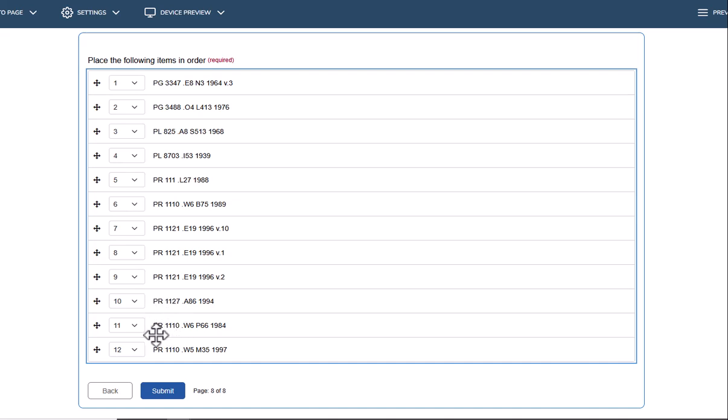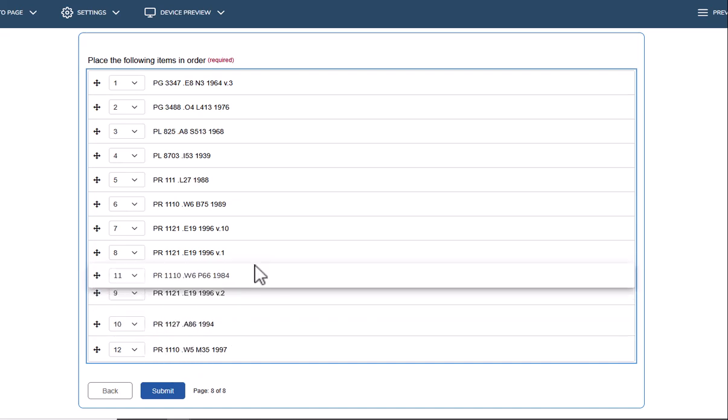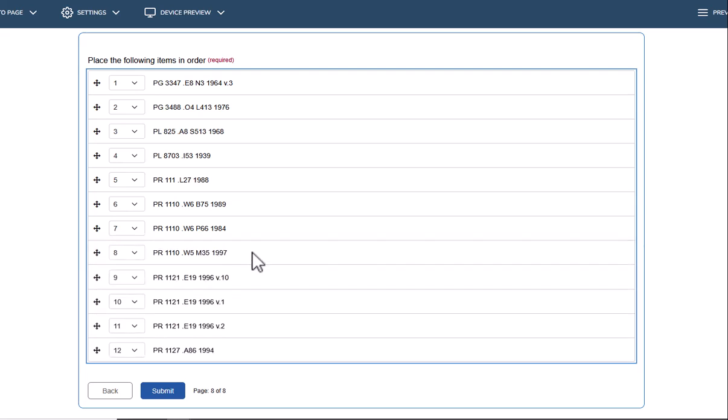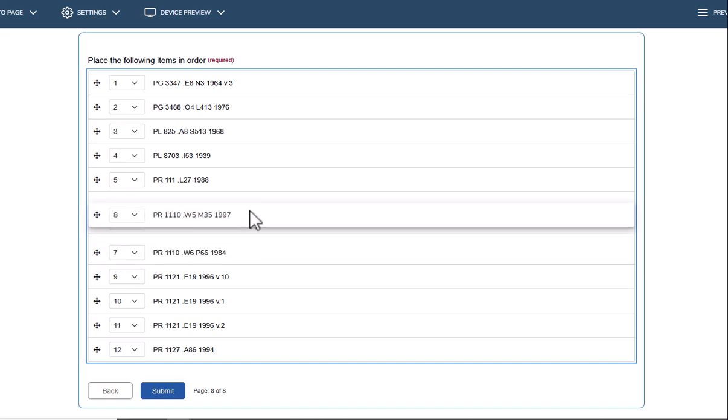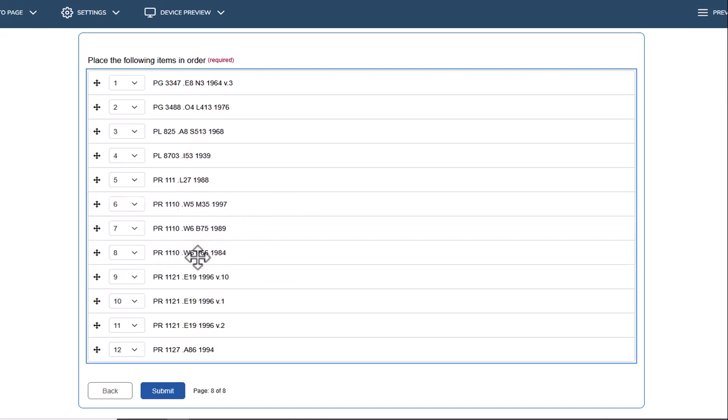And then moving down, PR 1110, PR 1110. So these last two are both PR 1110. We're going to bring them on up to join their friends up here. And now we have just tiny little groups to sort between. So PR 1110, we are going to sort point W5 on top of these three because point W6 is slightly greater. And then we have 2 point W6s, so we're going to have to move on to this letter, and B comes first in the alphabet, followed by P, so these are good.